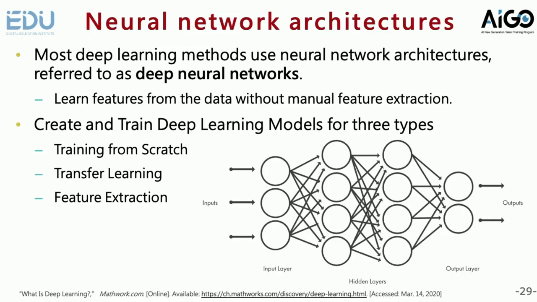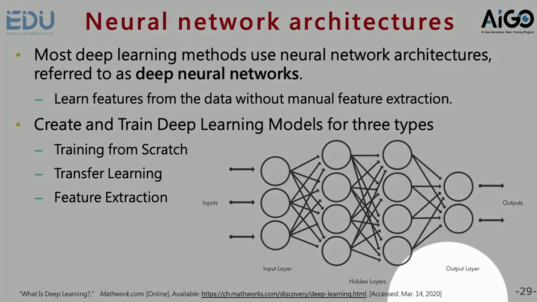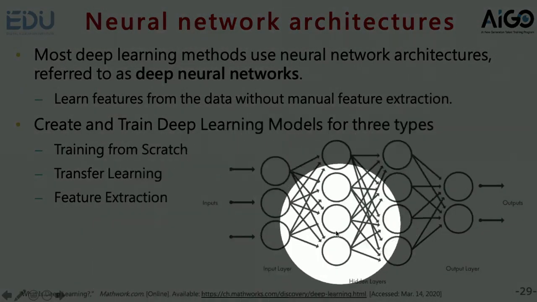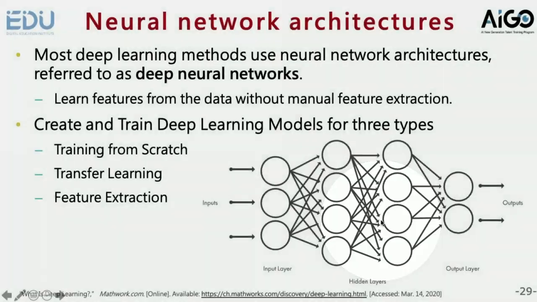Most deep learning methods use neural network architecture, referred to as deep neural networks. They learn features from data without manual feature extraction. And you can create and train learning models in 3 ways, such as training from scratch, transfer learning, and feature extraction. And the architecture you see here is a very brief and simple architecture of a neural network.